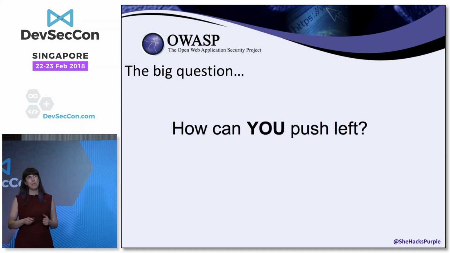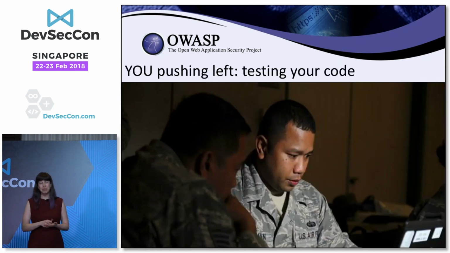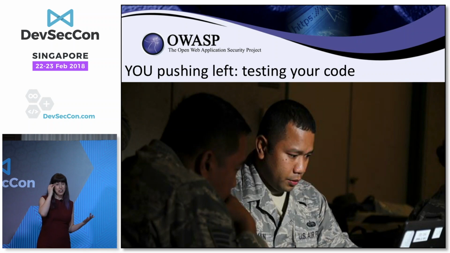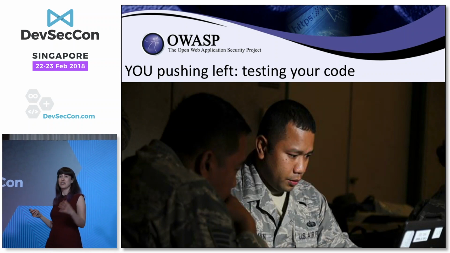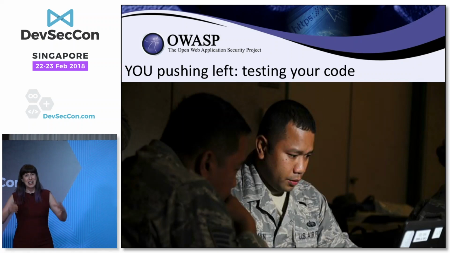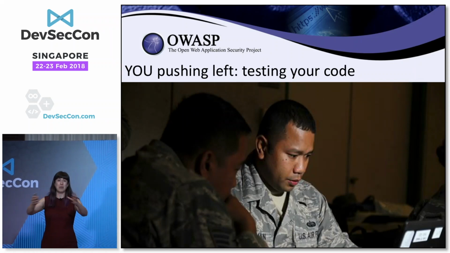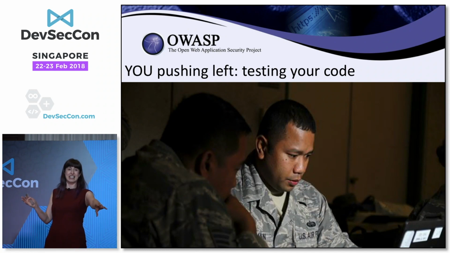So how can we push left? You can test your code. If you're on the security team, you can test code. If you're a developer, you can test code. If you're on the security team, you can make sure that there is time in the project for developers to do testing during the development phase, and again at the end.